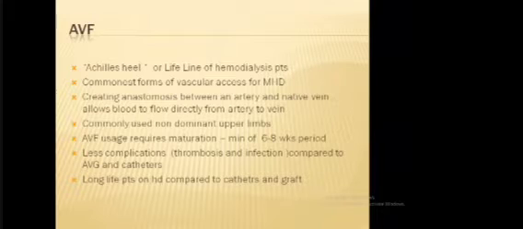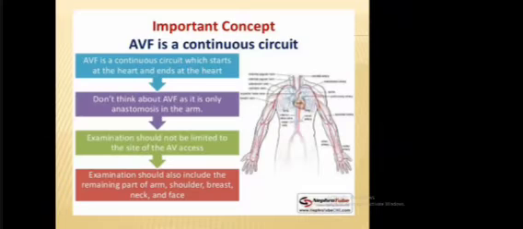So this is how an AVF is created. It's an anastomosis between an artery and a native vein that allows blood to flow directly from artery to vein. The non-dominant upper limb is commonly used. Use of the AVF requires maturation that takes a 6 to 8 week period. The complications are fewer compared to AV graft and catheter, and patients on HD live longer compared to those with catheters and grafts.